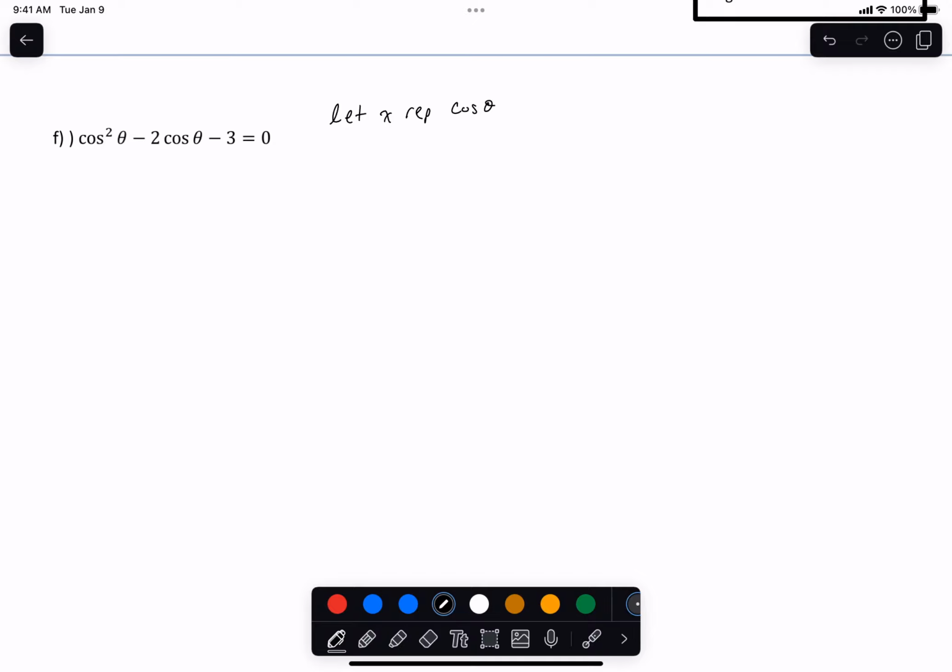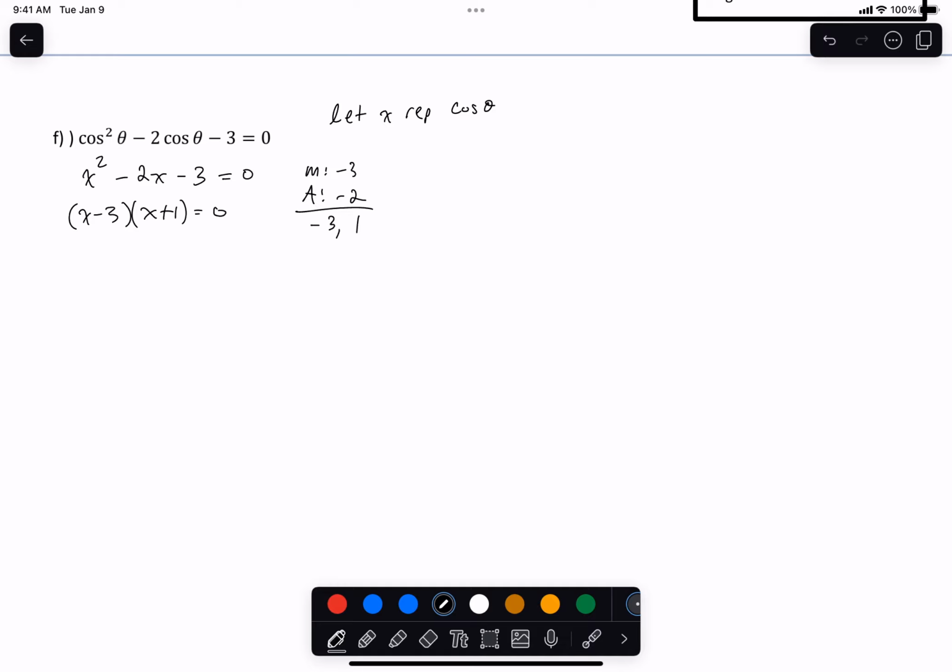And so what this question is going to turn into is just x squared minus 2x minus 3 is equal to 0. And that should look like something that we've done before. So I'm going to find two numbers that multiply to -3 and add to -2. That sounds like -3 and 1. And so it's a simple trinomial, so I get to go (x minus 3) times (x plus 1) has to equal 0.